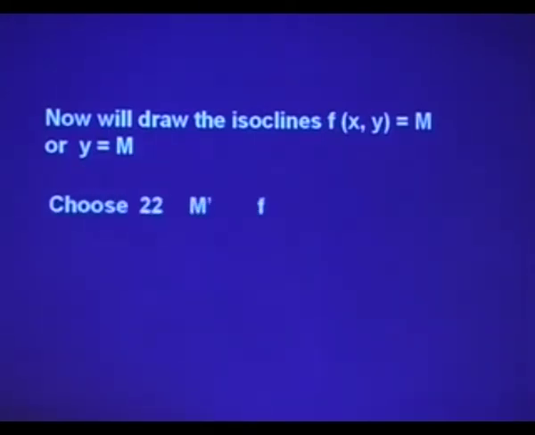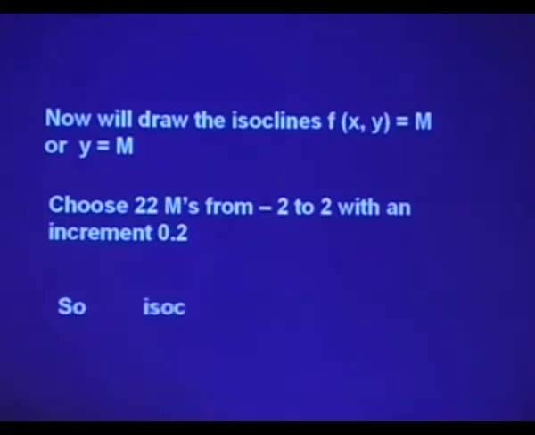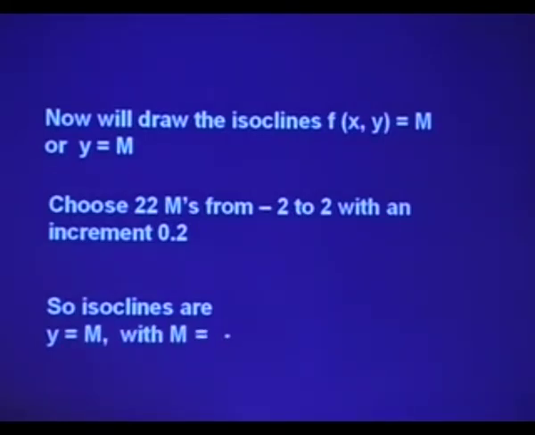We have to choose 22 m's, that is, we will choose different values of m so that we could draw many isoclines. So, we will choose from minus 2 to plus 2 with an increment of 0.2. So, isoclines are the lines y equal to m with m ranging from minus 2 to plus 2 with an increment of 0.2. Let us see how we are going to draw it.